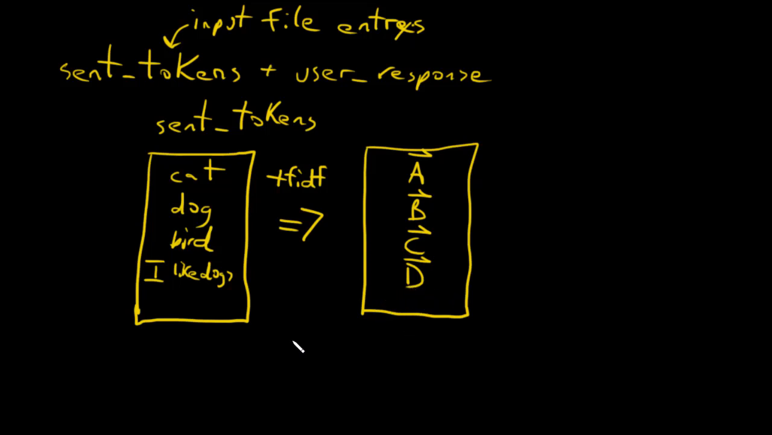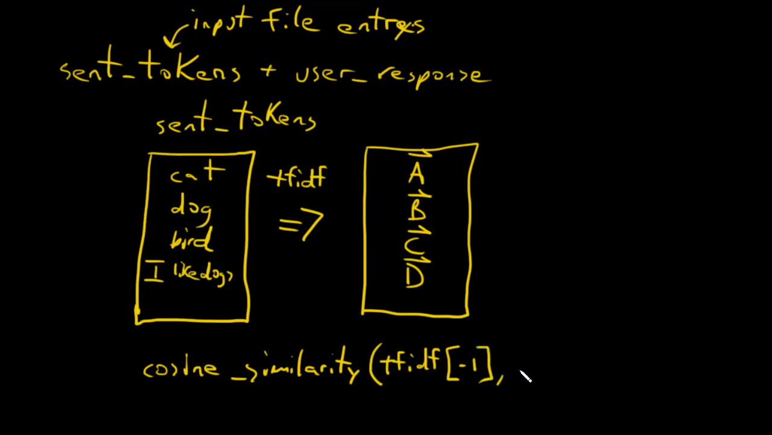Alrighty, now we're going to run cosine similarity. Cosine similarity of, well, what are we doing cosine similarity on? We're doing that on TF-IDF bracket negative 1 versus TF-IDF. Okay, this right here is the TF-IDF object, whatever you want to call it. It is a list of the vectors, okay? So TF-IDF holds all of this.